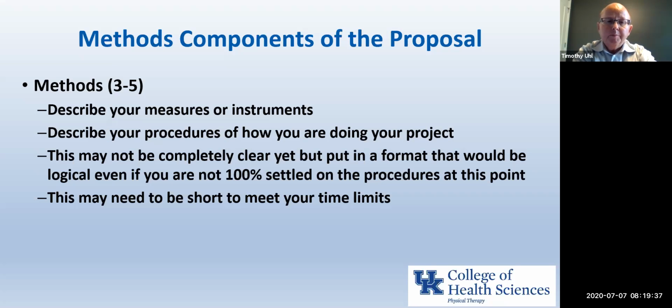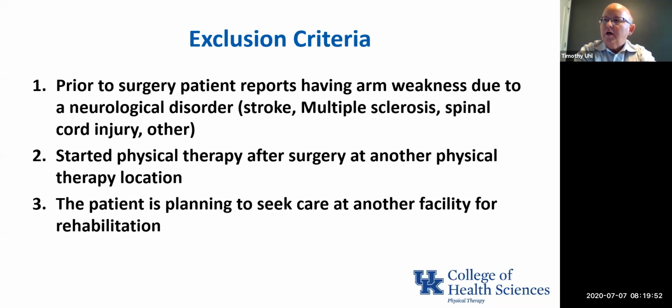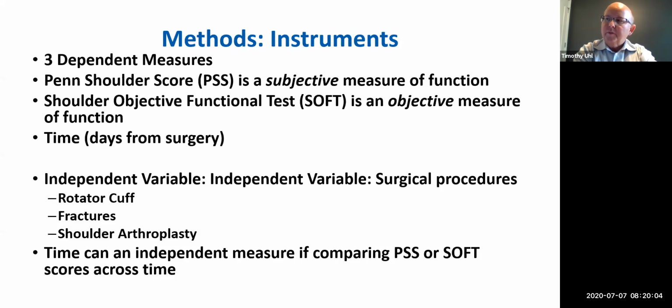So based on your time limits, you might have to be brief here, depending on how much information you have to share. As I said in my example here, this is what I'm hoping to recruit. This is the basic inclusion. Exclusion criteria is they can't go to another physical therapy clinic, can't have had previous surgery. Those are my big key components. What are my basic methods? And I've sort of combined my instruments with my measures here. So I have 3 dependent measures: the pin shoulder score, the shoulder objective functional test, and time. I have an independent variable of the different types of surgeries that we're going to capture.